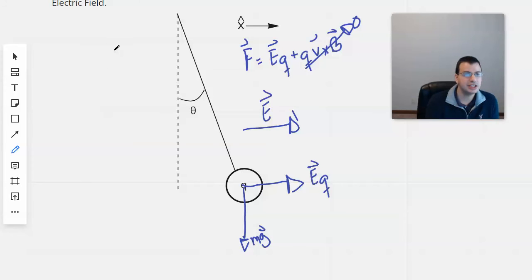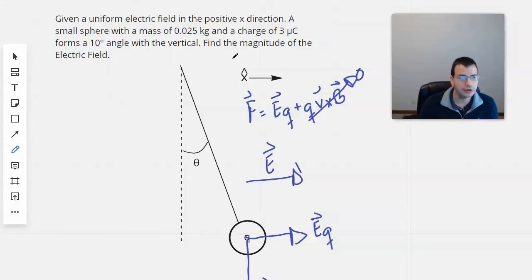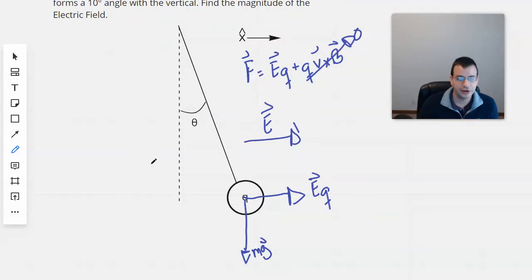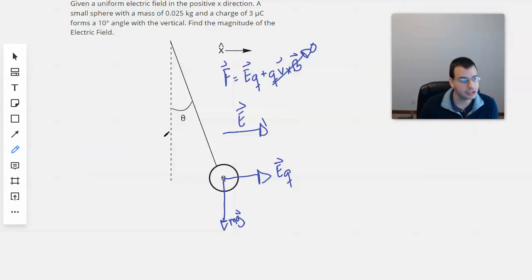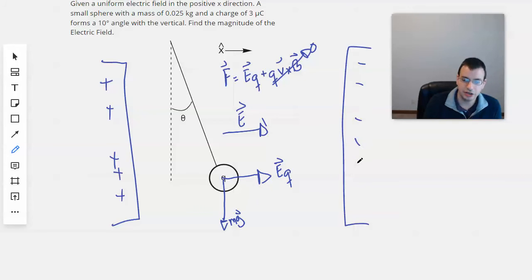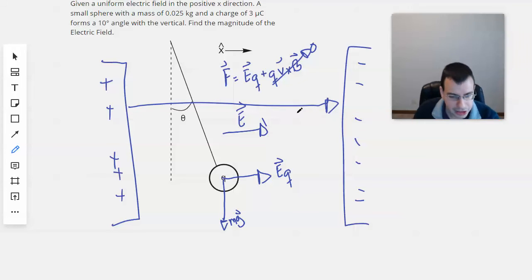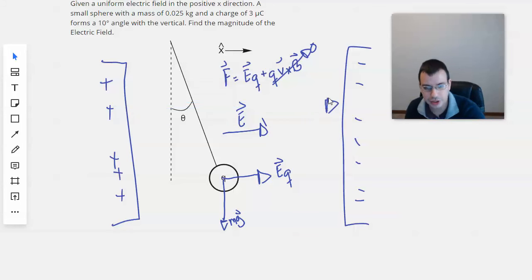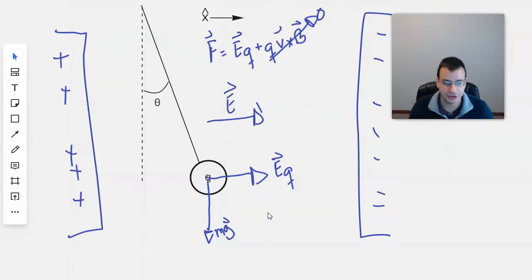So whenever I see a uniform electric field, the first thing I should have done, which I didn't, but I should have, was draw parallel plate capacitors. This is just a reminder of what's going on here. For a parallel plate capacitor, we'll have a bunch of positive charges over here, negative charges over here, and this will give us an electric field from the positive to the negative. And this is a good way of visually keeping track of how the electric field is going.